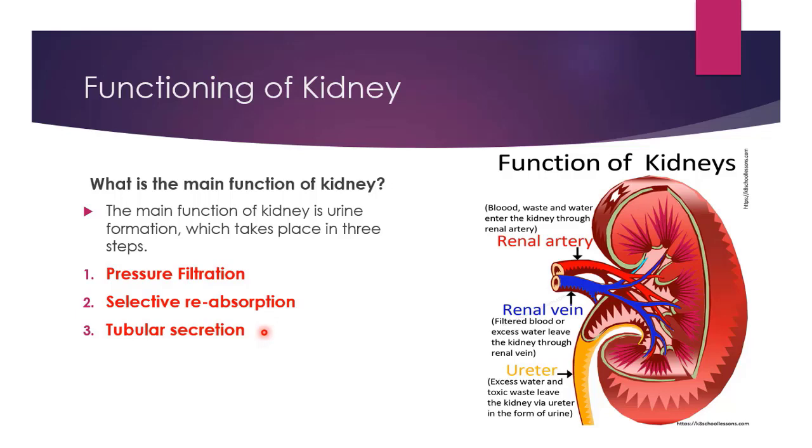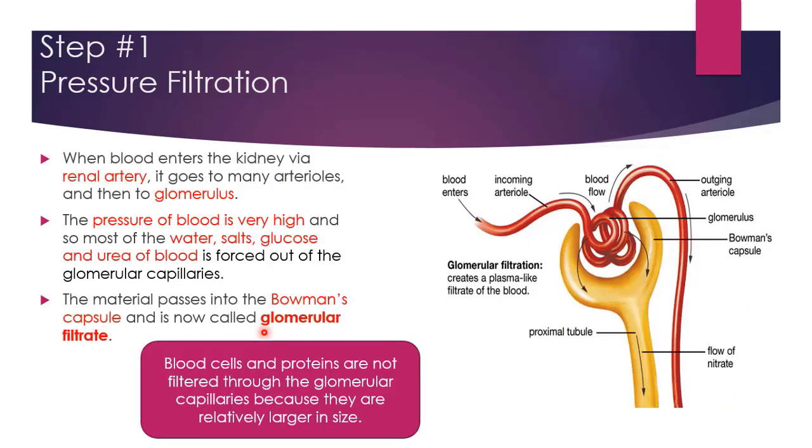So let's start from step number 1, that is pressure filtration. Pressure filtration is a very important step in functioning of kidney. First of all, when blood enters the kidney via renal artery, this is the renal artery through which blood enters into the kidney. It goes to many arterioles. You can see the arteriole here, like incoming arteriole and outgoing arteriole. And then to glomerulus. Glomerulus is an important structure of nephron, which is basically a network of capillaries.